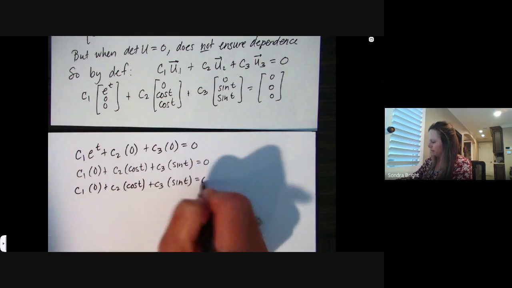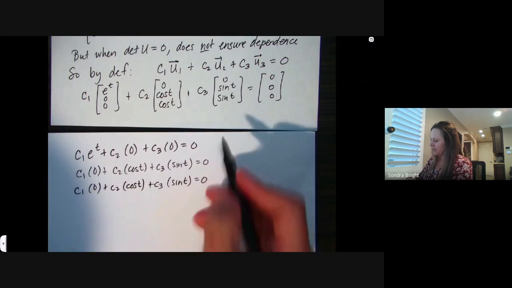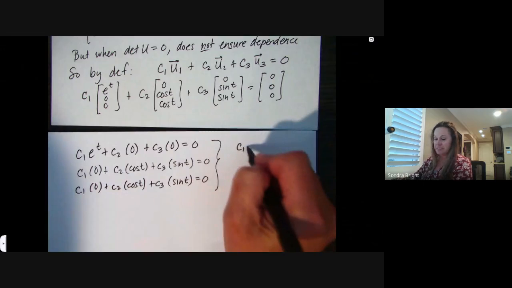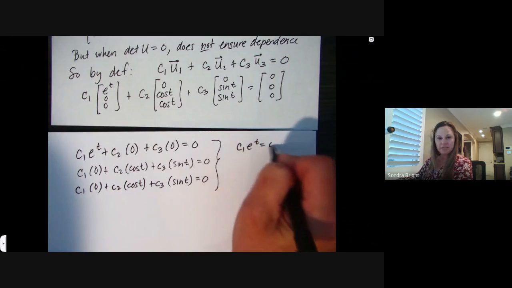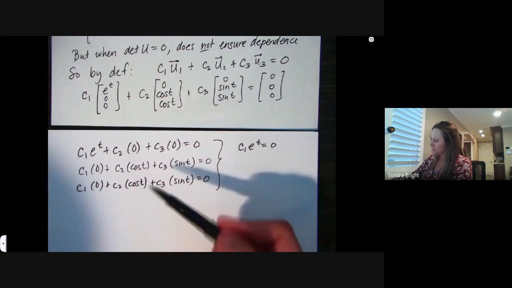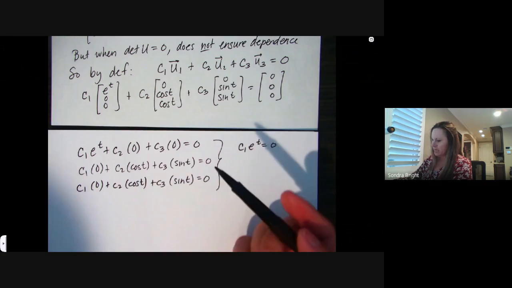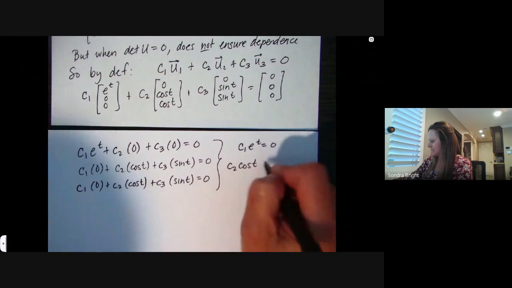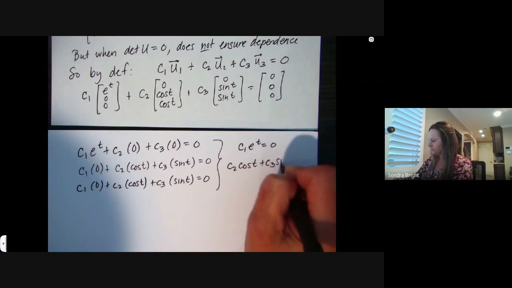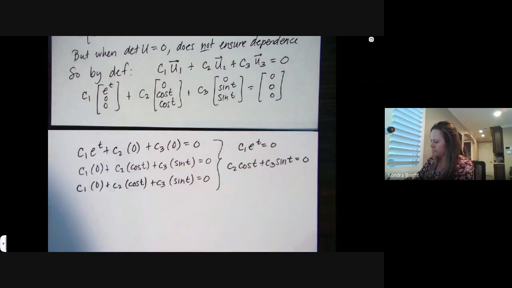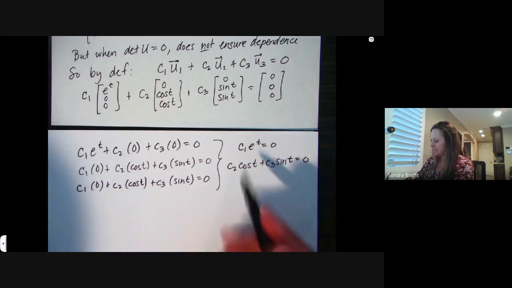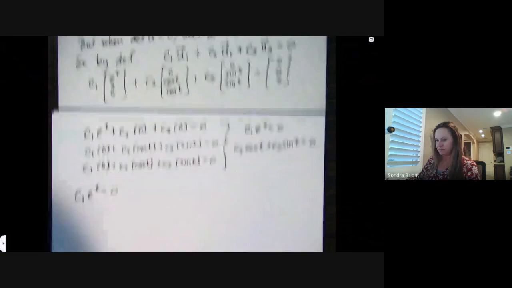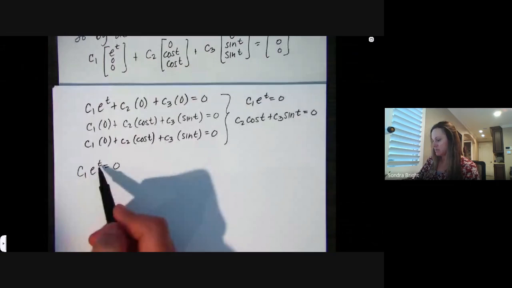All right, so what do we get from there? From these three, we end up getting that C1 times e to the t is equal to 0. And then these two guys end up being the same thing. So we end up getting that C2 times cosine of t plus C3 times sine of t is equal to 0. Okay, so let's start with this first one. C1 times e to the t equals 0. Well, e to the t can never equal 0, right? So C1 must equal 0.